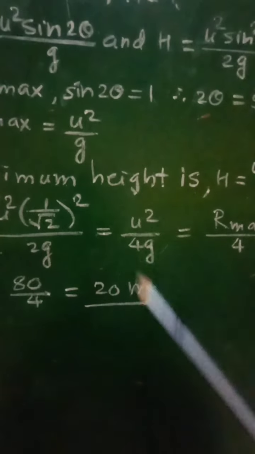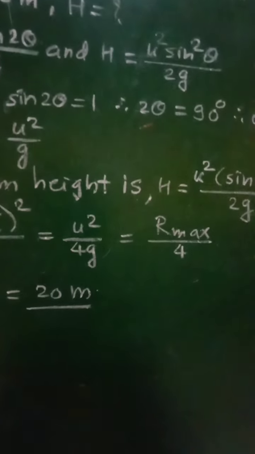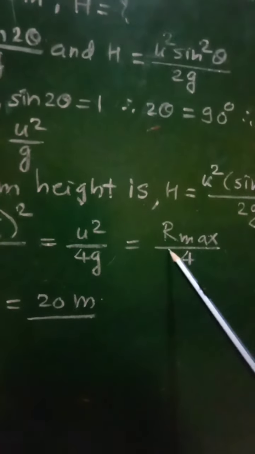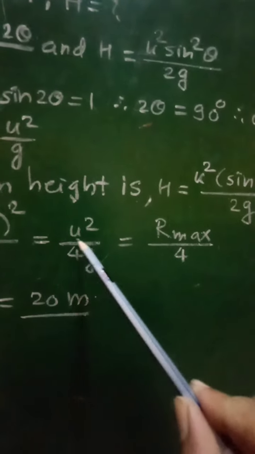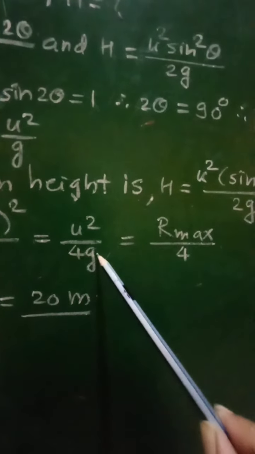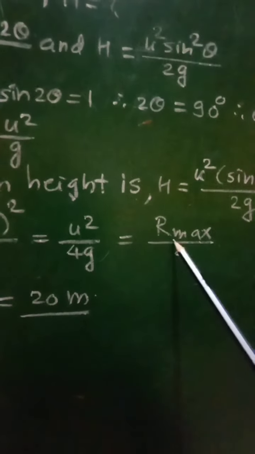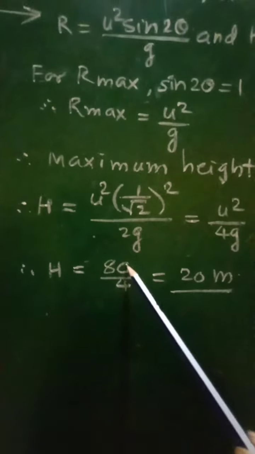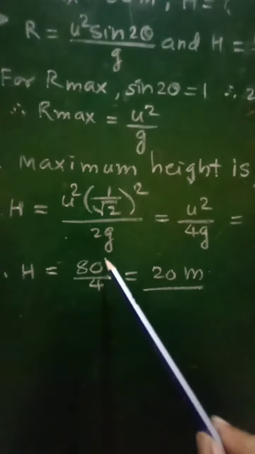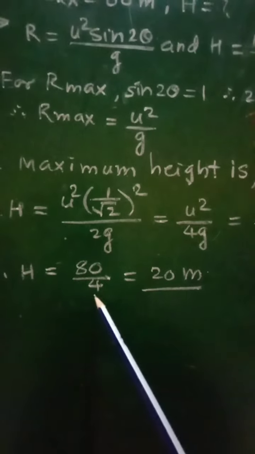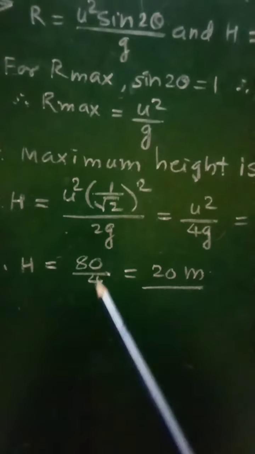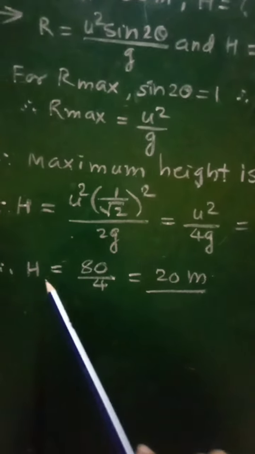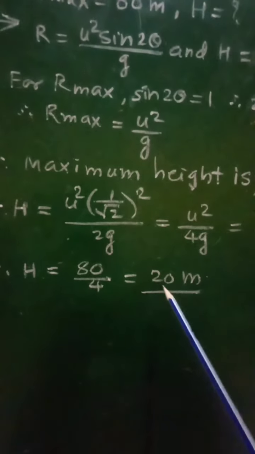But u square by g is Rmax, and therefore further it will be written as Rmax by 4, as it is u square by 4g. So Rmax by 4 will be maximum height reached, and that will be equal to maximum horizontal distance 80 divided by 4. Rmax is given 80, so 80 divided by 4 will be equal to 20 meter. This will be the maximum height reached by the ball, that is 20 meter.